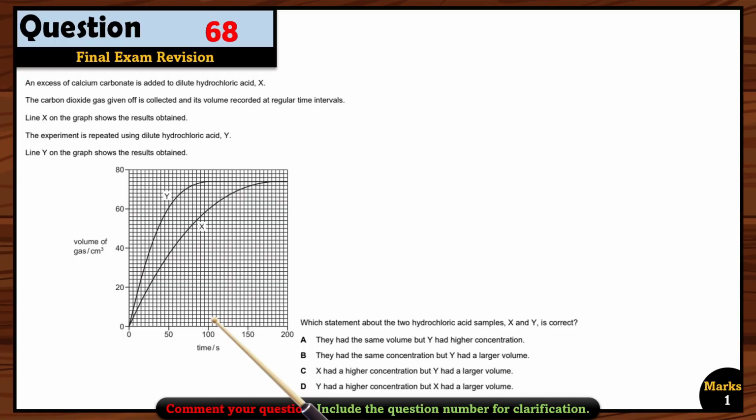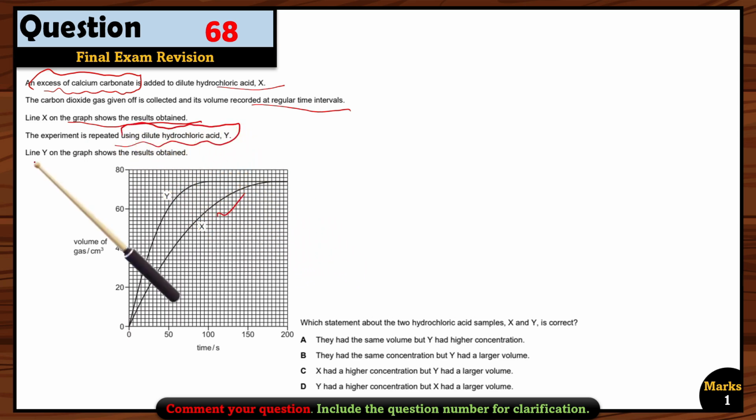Okay, let's see another example, question 68. An excess of calcium carbonate is added to dilute HCl. So now we have excess of calcium carbonate. The carbon dioxide gas is given off and collected. Its volume is recorded at regular time intervals. The line X on the graph shows the result obtained. Okay, the experiment is repeated again using dilute HCl. Line Y on the graph shows the result obtained.